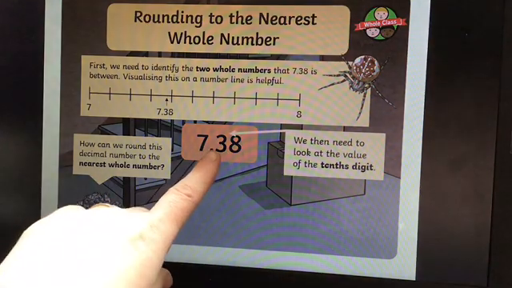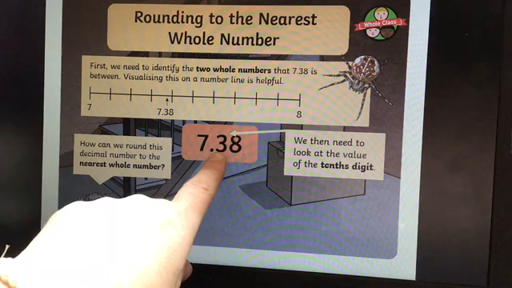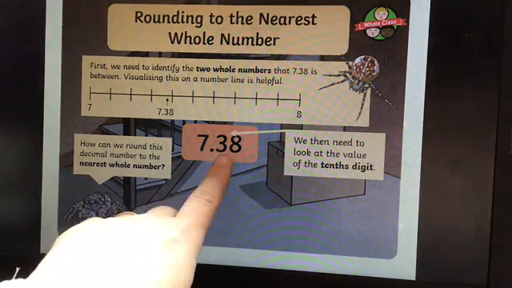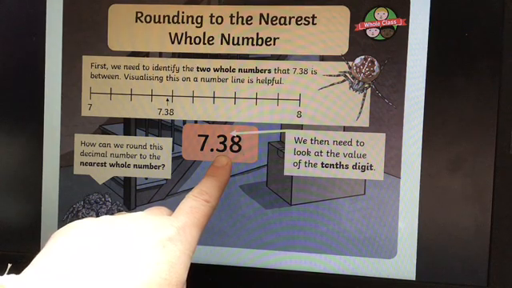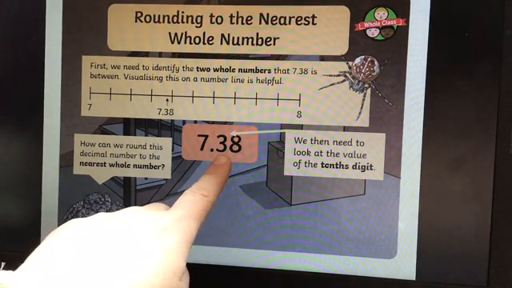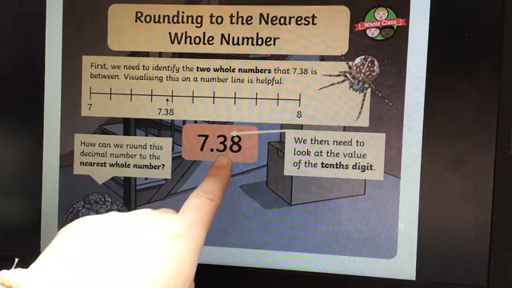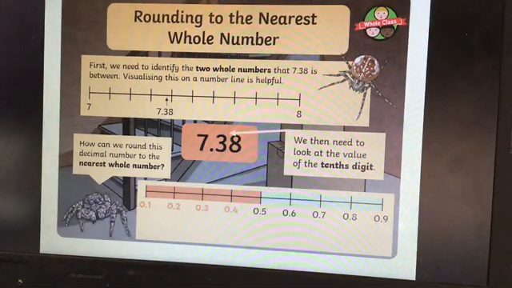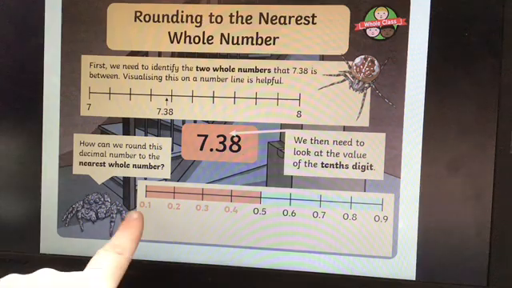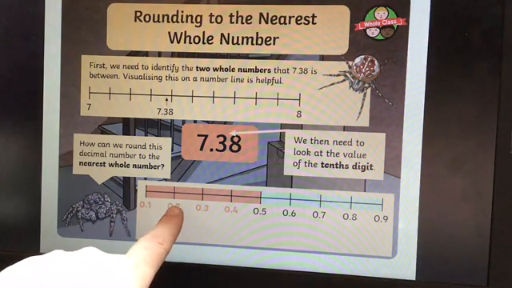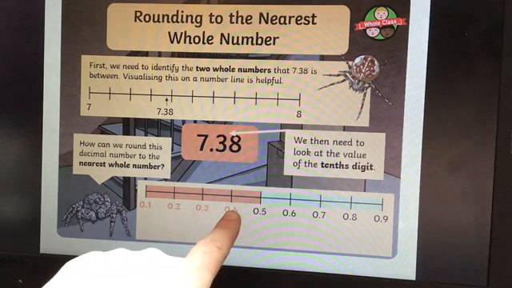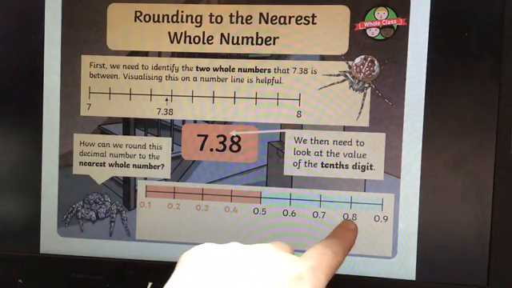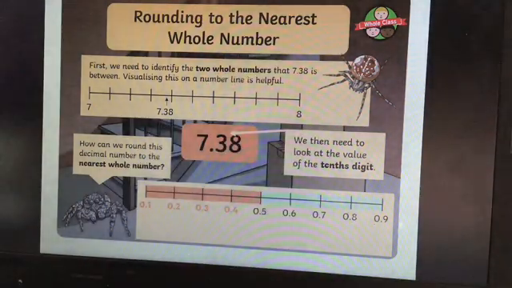If I then look at the value of the tenth digit, it's a 3. Now what do I know about rounding? Well, I know that when the digit is 4 or below, I'm going to round the number down, and if it's 5 or above, I'm going to round it up. So in decimals, if it's 0.1, 0.2, 0.3 or 0.4, I'm going to round it down. And if it's 0.5, 6, 7, 8 or 9, I will round the number up.